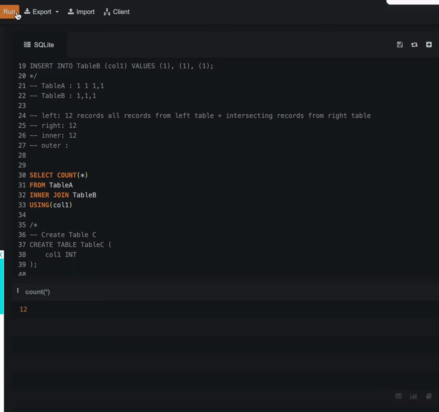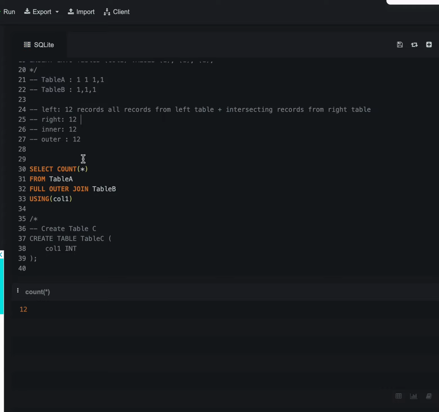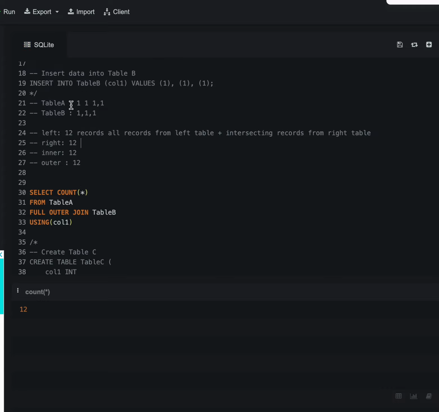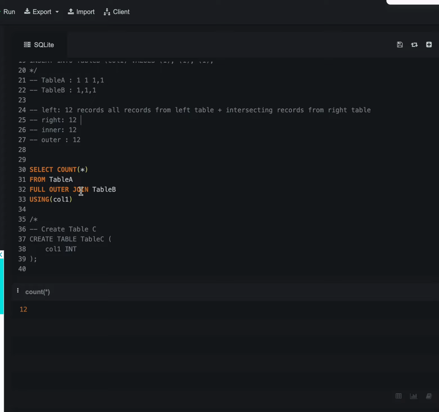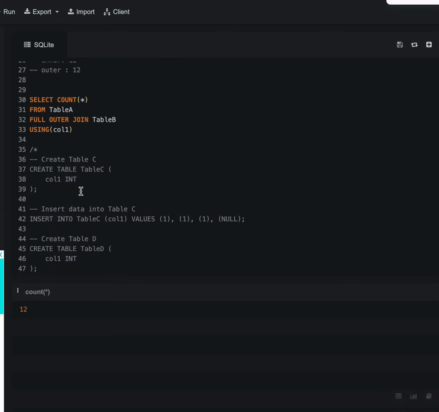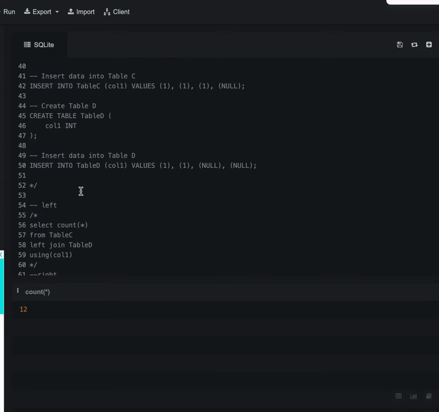So if I do an inner join, I will run this and see again 12. And if I do a full outer join and run this query, again 12 records. So you can see we have 12 records in each of the cases. Right? This was an easy solve. This was very predictable. But let's solve another case where we have 2 tables again, table C and table D.